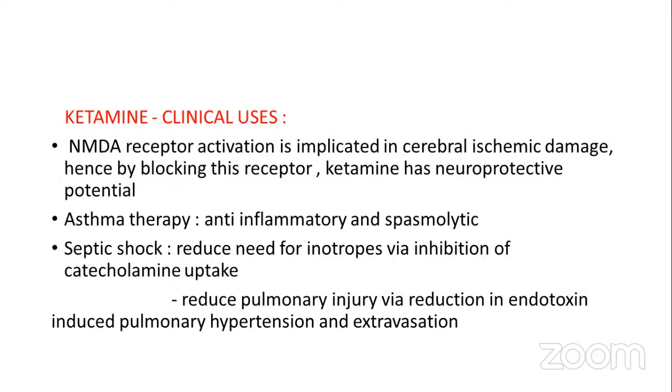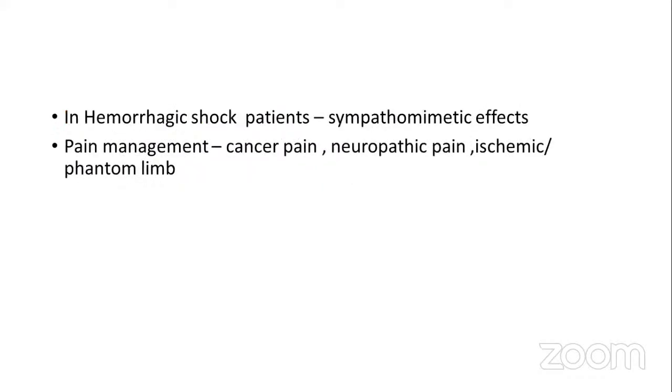Clinical uses of ketamine. As the NMDA receptor is implicated in cerebral ischemic damage, and ketamine blocks this receptor, it has neuroprotective potential. As I told, it causes bronchodilation, so it is used in bronchial asthma, and it also has anti-inflammatory and spasmolytic action. In septic shock patients, there is reduced need for inotropes, as it causes indirect increase of catecholamine release from the adrenal medulla. In hemorrhagic shock patients, it has sympathomimetic effects. It is also used in pain management in cancer pain, neuropathic pain, and ischemic or phantom limb pain.